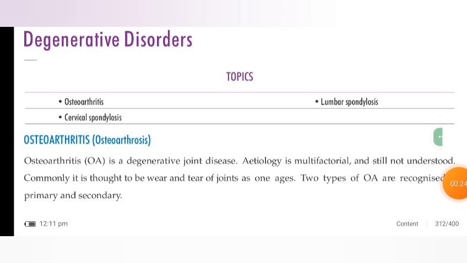Today's topic is degenerative disorders. OA means osteoarthritis. OA is a degenerative joint disease, multifactorial and still not fully understood. Commonly, it is thought to be wear and tear of joints as one ages.